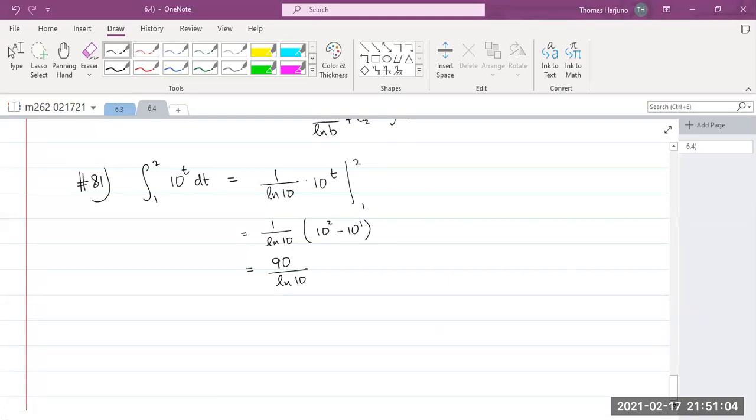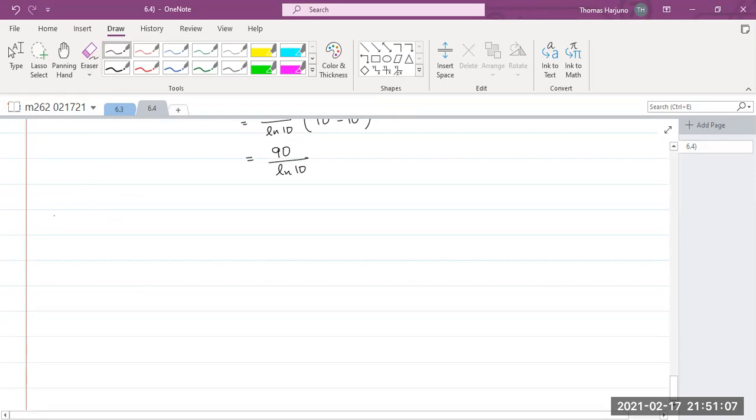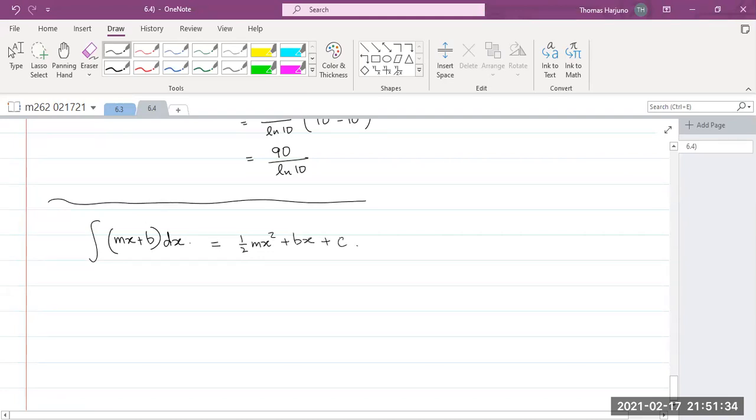Okay, I have this one type of question which I hope can speed up your computation a little bit. The integral of mx plus b dx. Of course, this integral, you can do it the regular way. This is 1/2 mx squared plus bx plus constant, right? But I want to show you another way to do this.